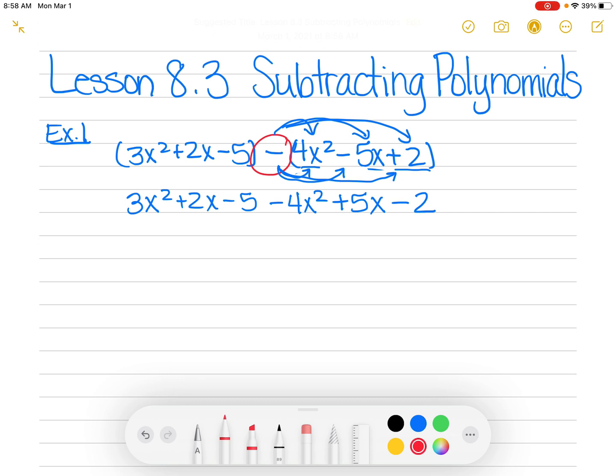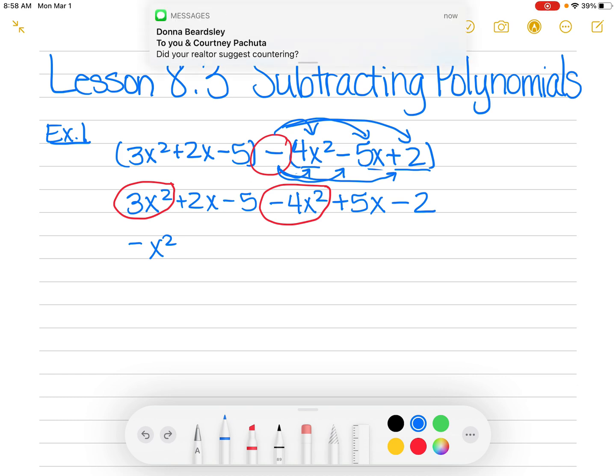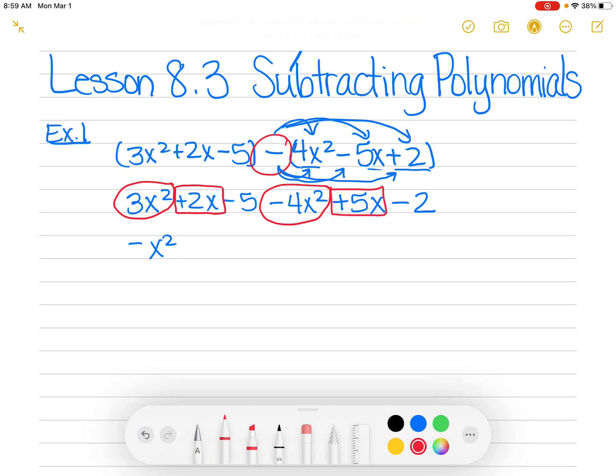Okay, now I'm going to add my like terms. So I have 3x squared and minus 4x squared. That's going to give me a negative x squared, right? It's a negative 1, and I'm just dropping off that 1. So it's like this, negative 1, but I'm not putting a 1 there because you don't have to. You can, if that helps you, but you don't have to. Okay, my next one, I'm going to do the x's. So I have a plus 2x and a plus 5x. So that's easy enough. That's a plus 7x. And then my very last ones are a minus 5 and a minus 2. So that's going to be a minus 7.